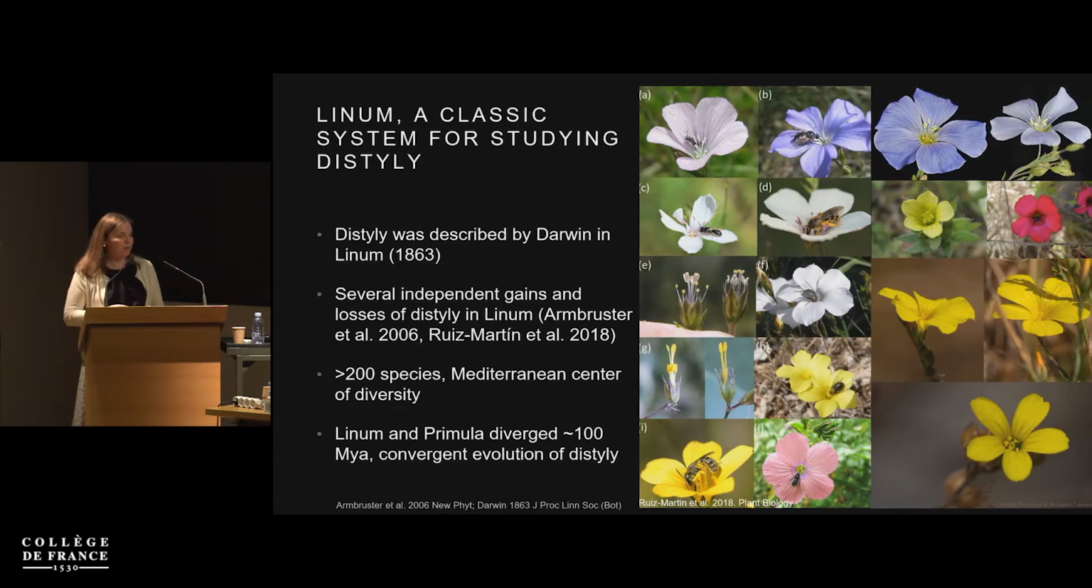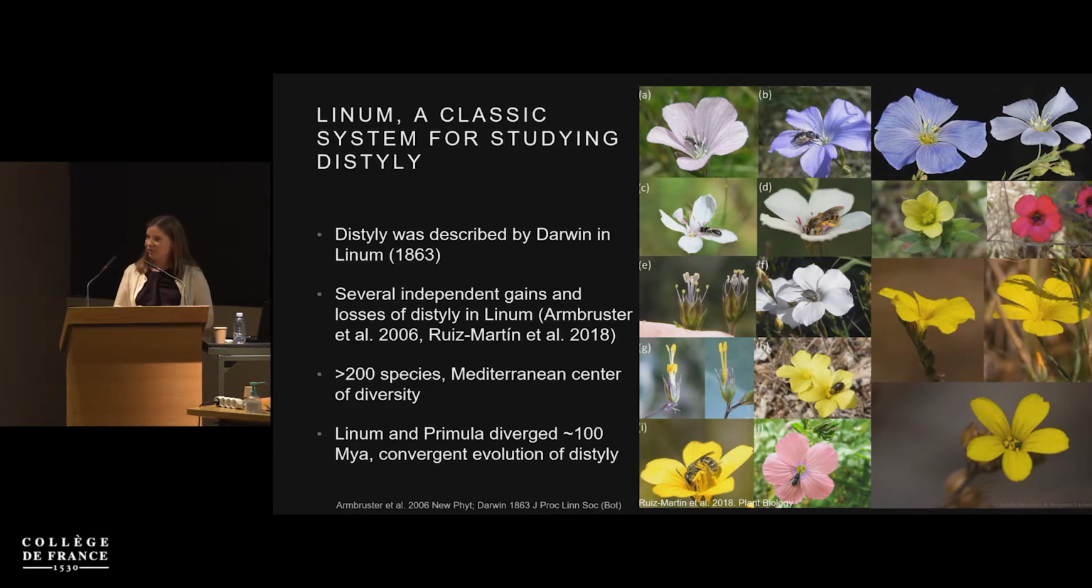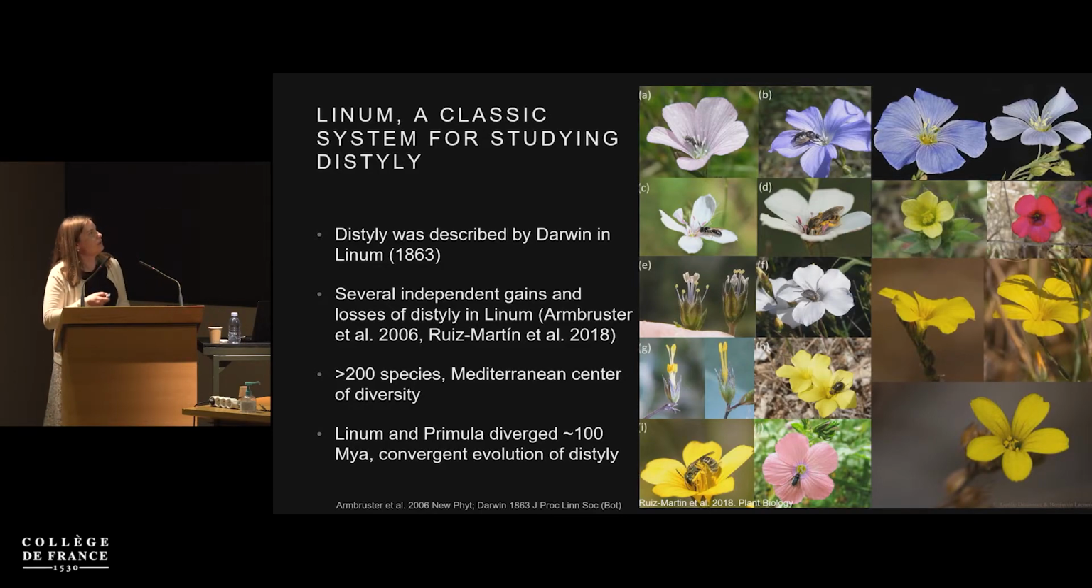And in this system, several independent gains and losses of Distyly have been inferred, suggesting that this could be a good model system to study the evolution and loss of supergenes that govern Distyly. There's also a wide diversity of species, many of which are found in the Mediterranean region. And finally, Linum and Primula have convergently evolved Distyly.